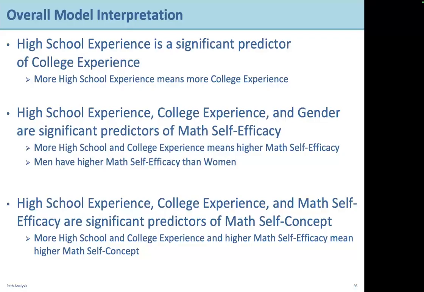High school experience, college experience, and gender are significant predictors of math self-efficacy. So more high school and college experience means higher math self-efficacy. The more that you do math, the more you feel like you can do math. Men have a higher math self-efficacy than women. So men believe they're better at math than women believe they're good at math. Maybe there's some overconfidence there. I don't know. Again, this is 1994 data, though. So remember, this is like a bygone era, shall we say.